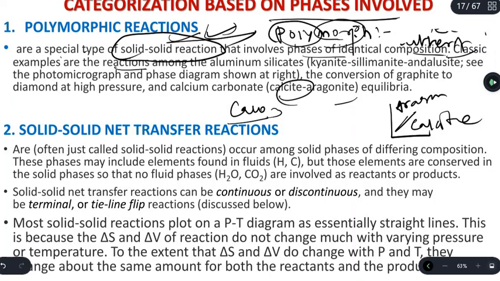That is the example, the reaction along the aluminum silicate जो दिखे थे, Al2SiO5 system. ठीक है, कैल्साइट aragonite. अभी बताओ यहाँ पे कैल्साइट aragonite फील्ड पे along that line what is the degree of freedom?